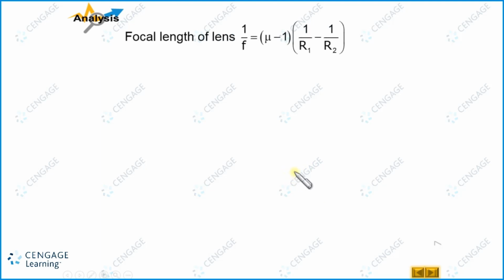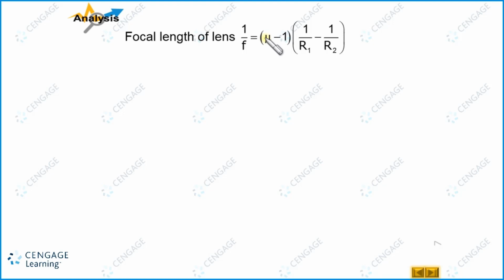We know the lens maker formula. The lens maker formula relates the focal length with the radius of curvature of the lens, right? So we can write the lens maker formula as 1 upon f equal to (mu minus 1) times (1 upon r1 minus 1 upon r2), right? Mu is the relative refractive index of the material of the lens. That means mu equals the refractive index of the material of the lens divided by the refractive index of the medium.